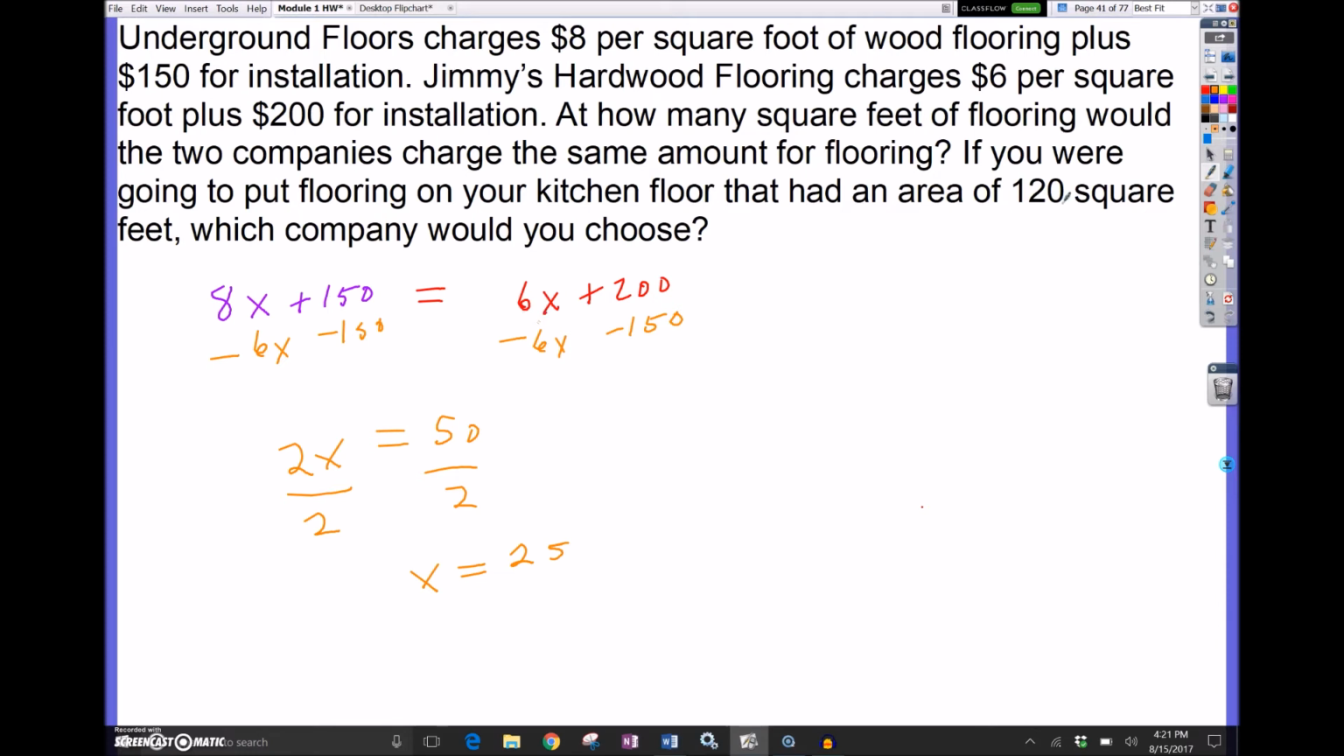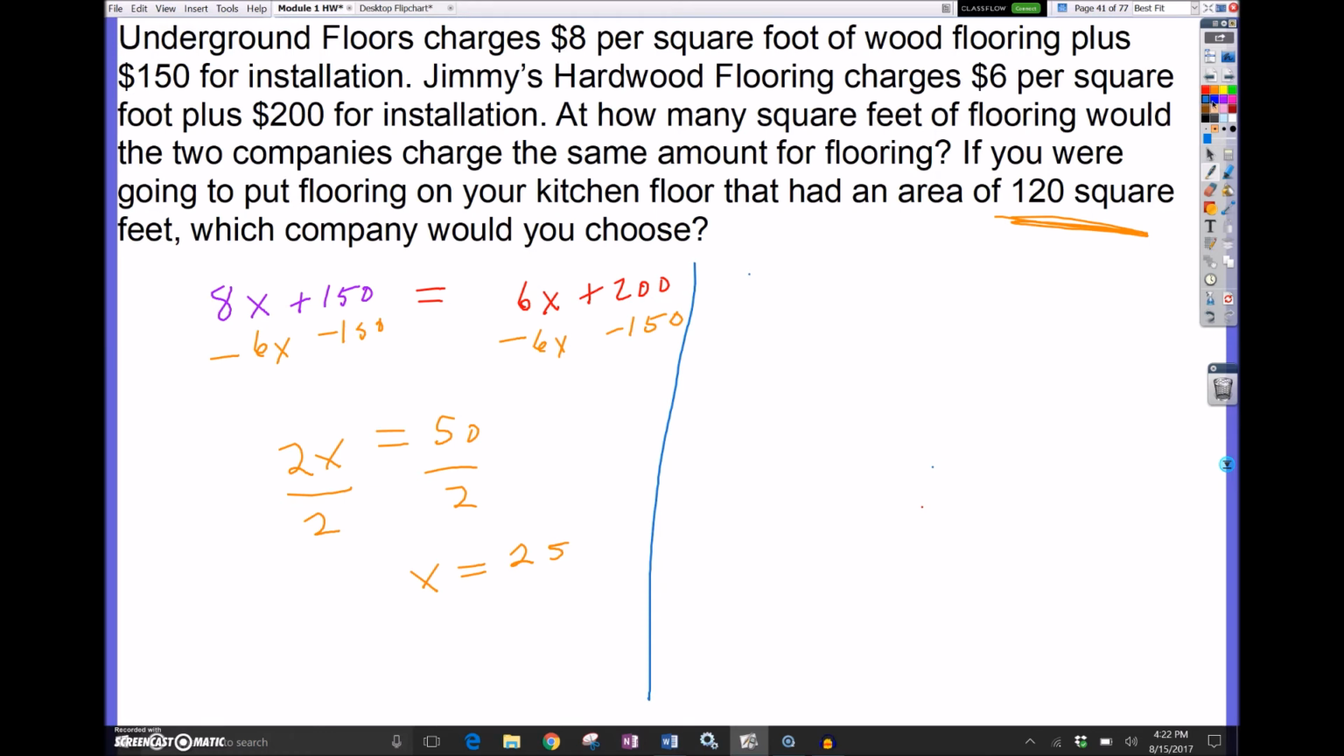But it's saying if I were to get a room with 120 square feet, which would be the better option? So the better option, well, to find that out, if we don't quite see it right away, some of us might be able to look at this and say, oh, that's the correct answer. But if we don't know that, we can just plug in 120 for both companies.